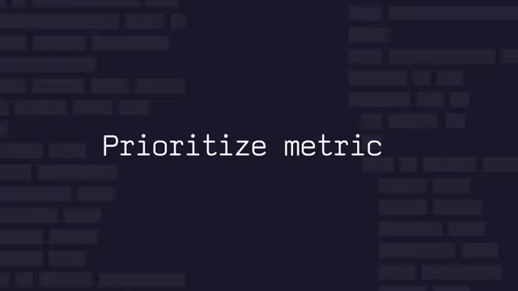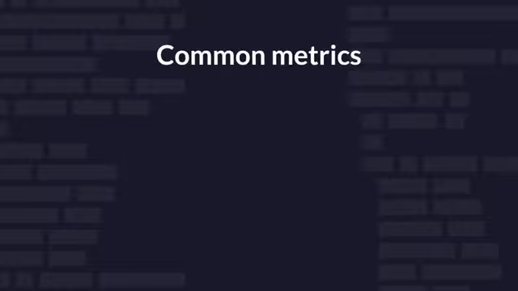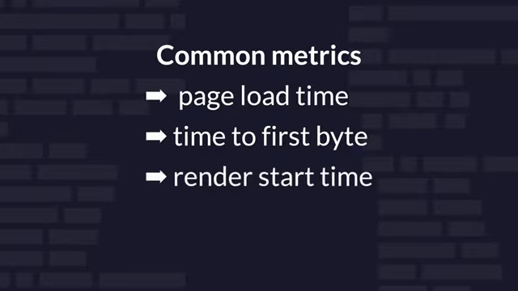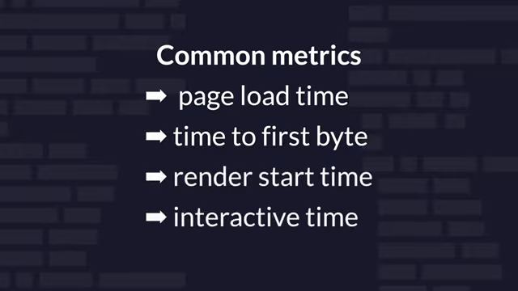Prioritize metrics. Determine which performance metrics are most important for your website. Common metrics include page load time, time to first byte, render start time, and interactive time. Align these metrics with your purpose to identify the most critical areas for improvement.